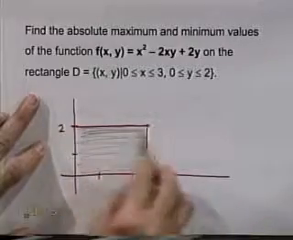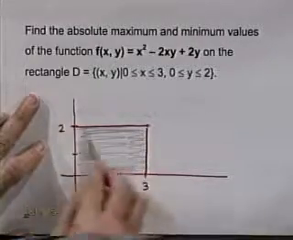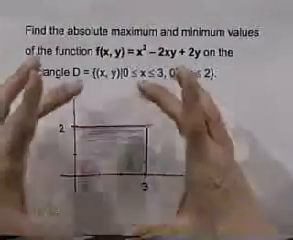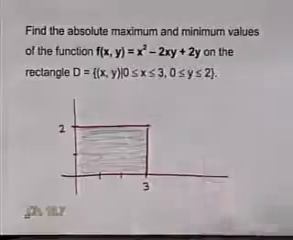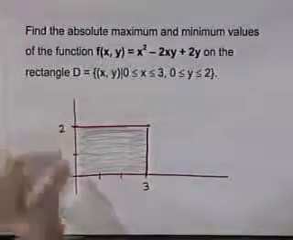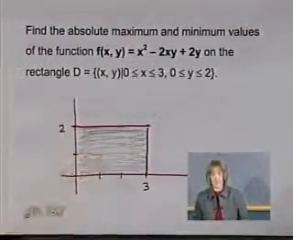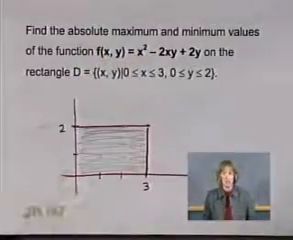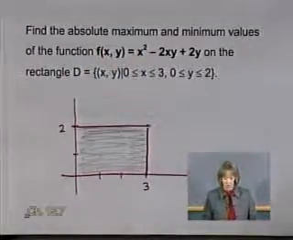This is a closed set because we're including the boundary, and it is bounded because I can put a disk around it and enclose it. Now, we want to find out, just on that rectangle, including its interior, what is the largest value of the function and what's the lowest value of the function.